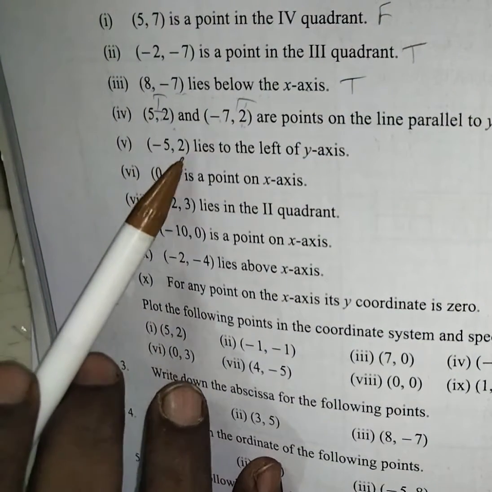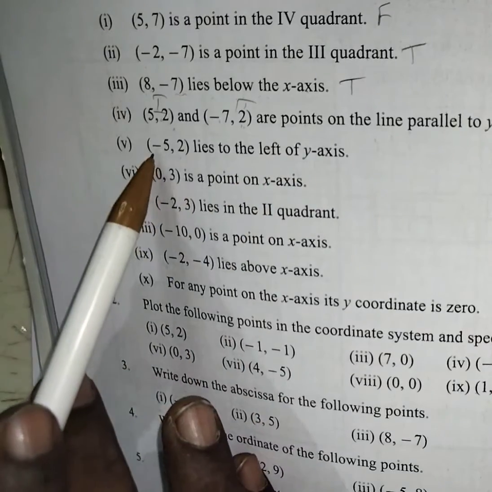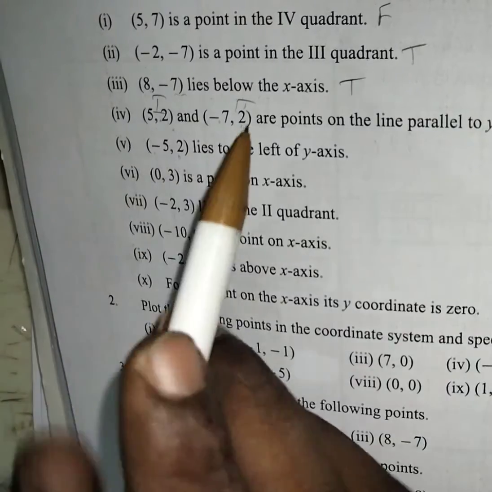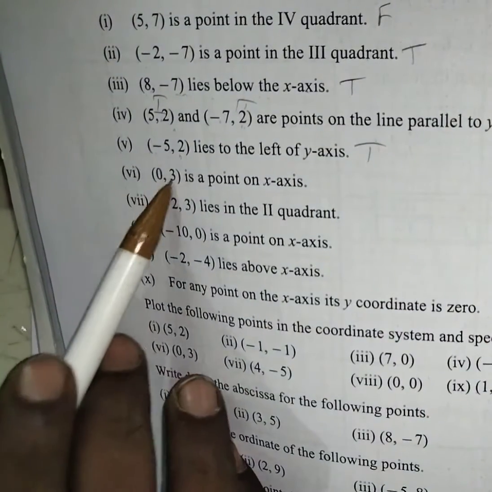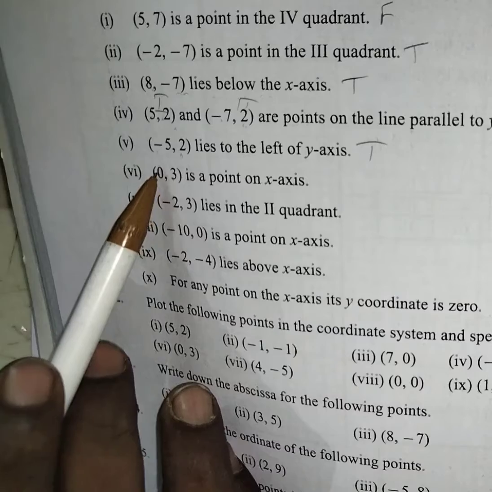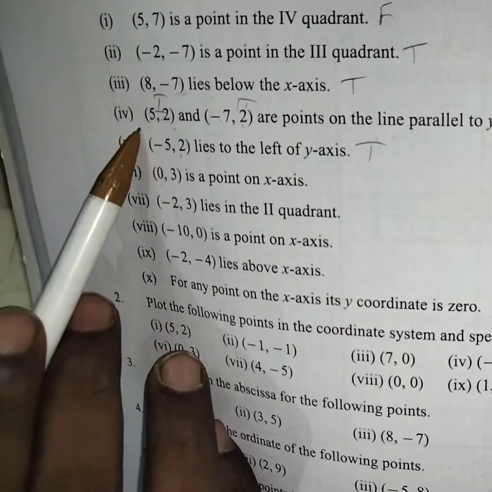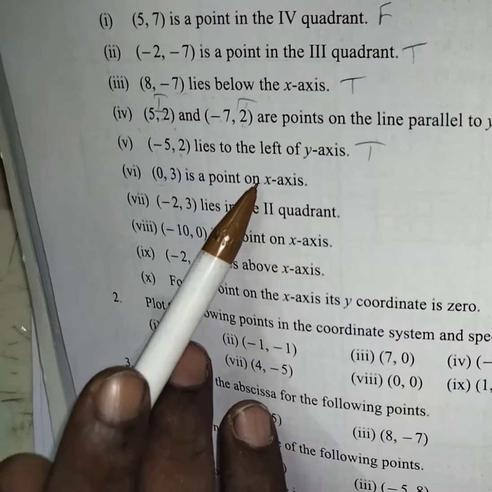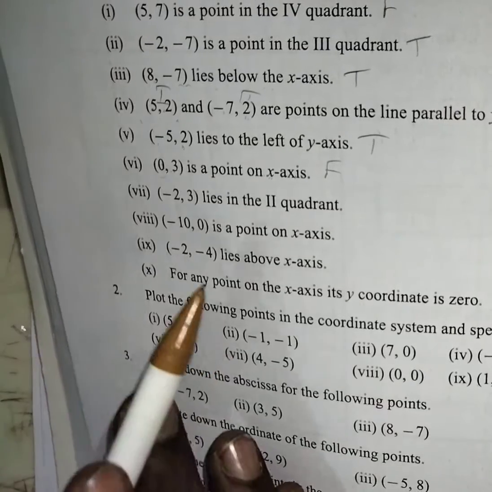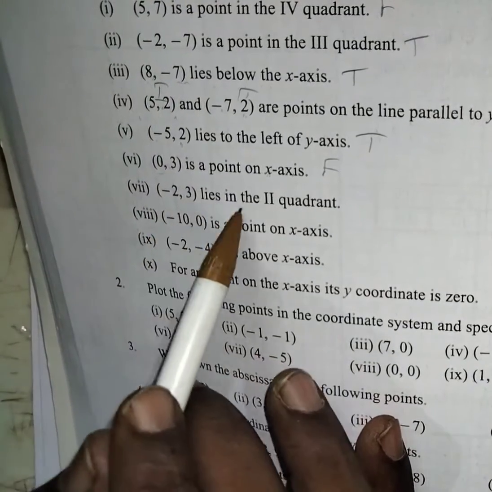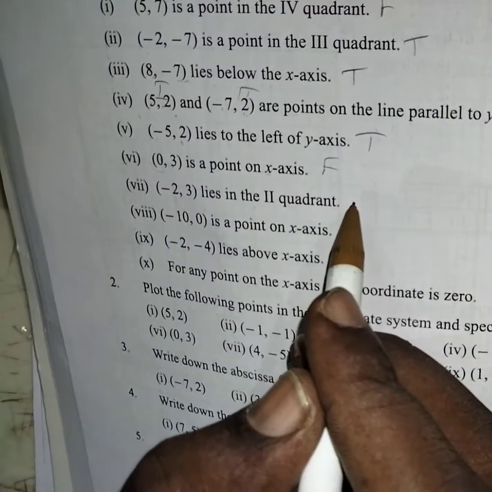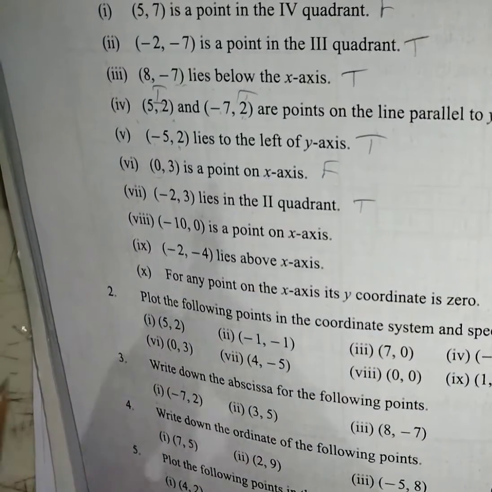Now they give (-5, 2) lies to the left of the y-axis. So (-5, 2) is in the second quadrant. The second quadrant is the left side of the y-axis only. So it's true. Now, (0, 3) is a point on the x-axis. When the x value is 0, that point should lie on the y-axis. But they use the word x-axis, so the statement is false. Now the point (-2, 3) lies in the second quadrant. The x value is negative and the y value is positive. So the statement is true, second quadrant only. The point lies in the second quadrant.